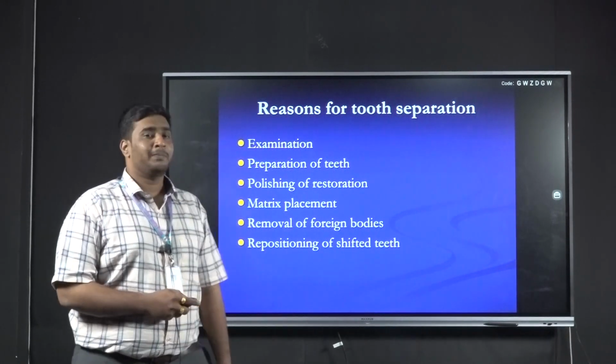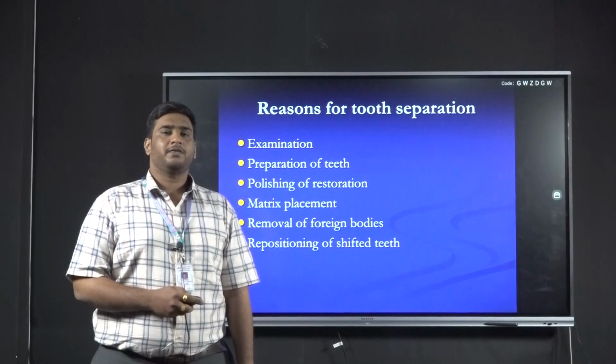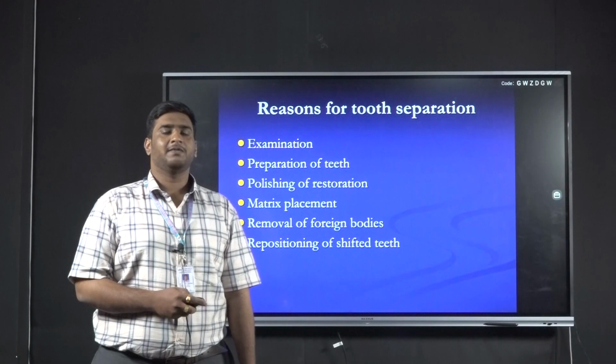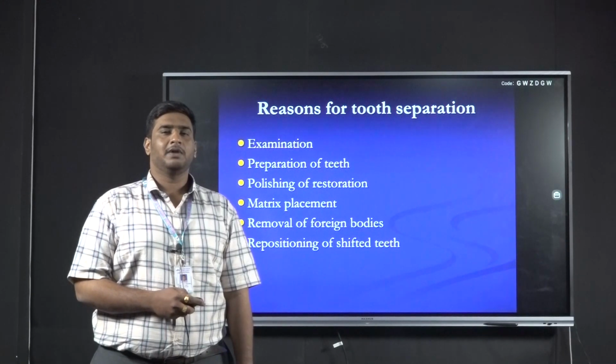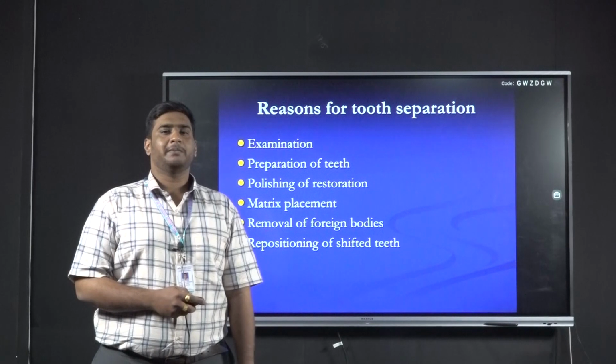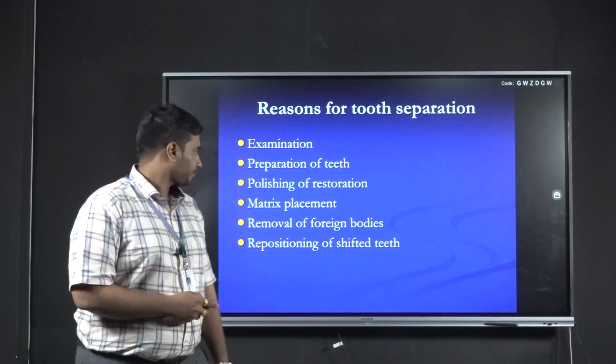And the next one is matrix placement. In case of class 2 or class 3 restorations, in order to place the matrix band, if there are tight contacts between the teeth, there will be difficulty in placing the matrix band. So if we separate the teeth from each other, there will be proper placement of the matrix band, which gives the proper anatomic form to the restoration.